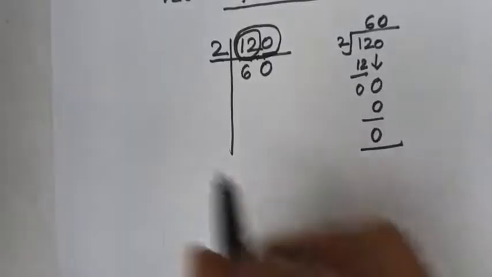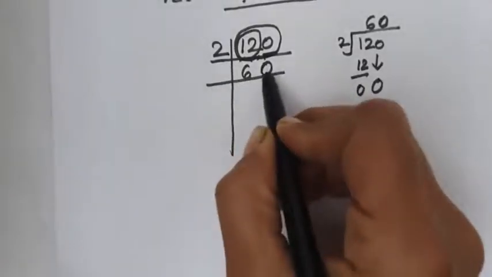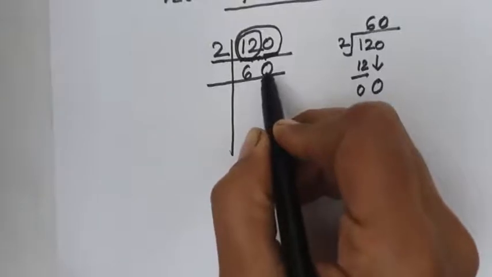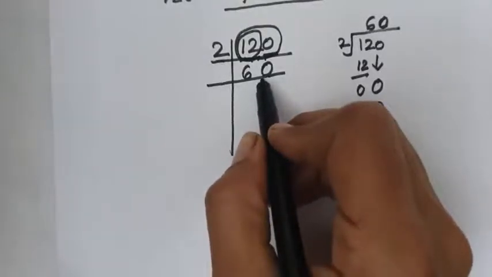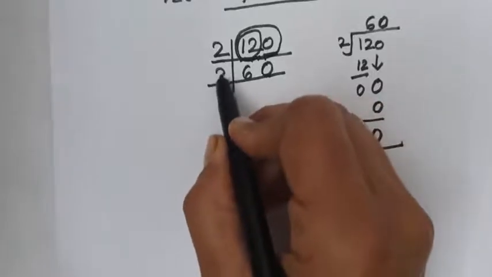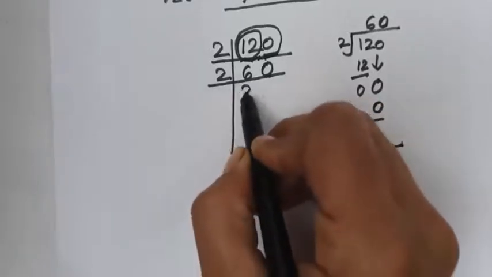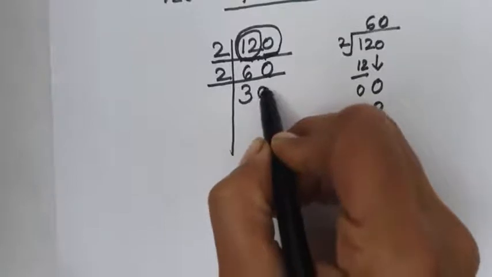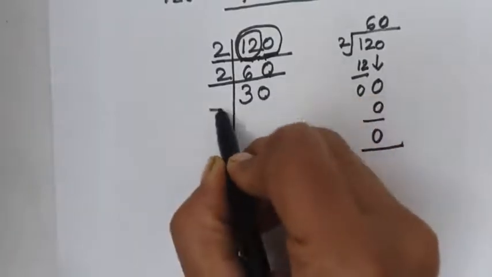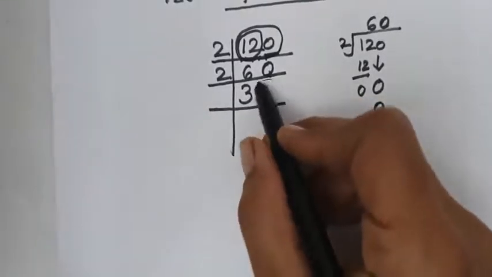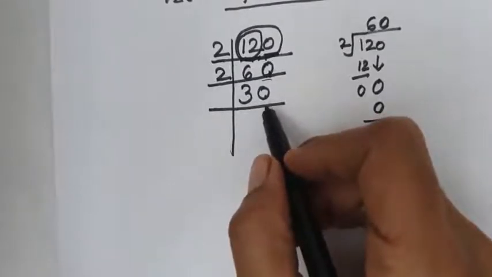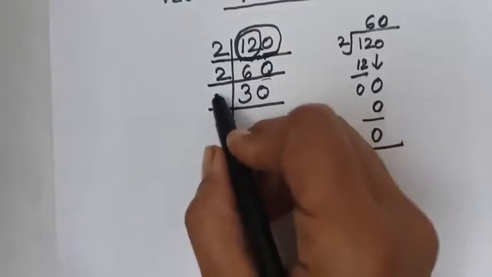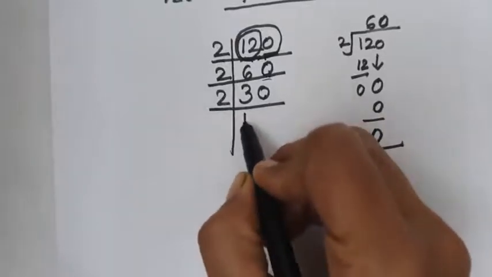Clear? Now again the last digit is 0, so it is divisible by 2. So again 2 here, 2 3 is 6, 2 0 is 0. Again the last digit is 0, so it will be divisible by 2. 2 here, 2 1 is 2.